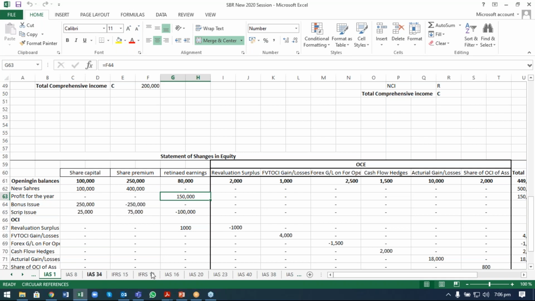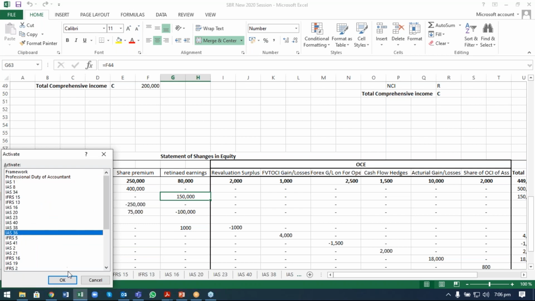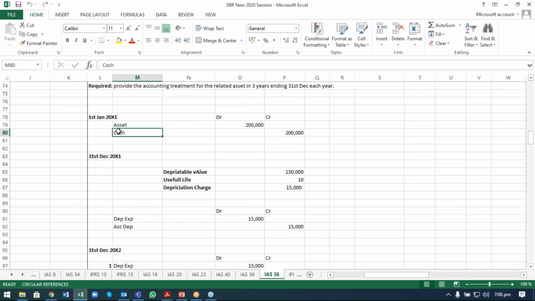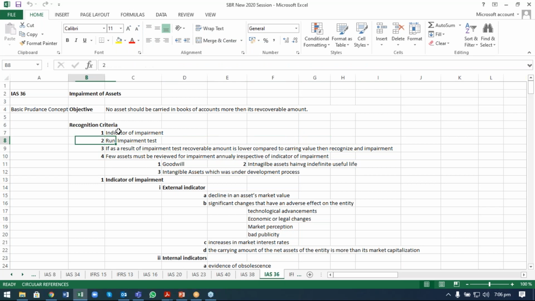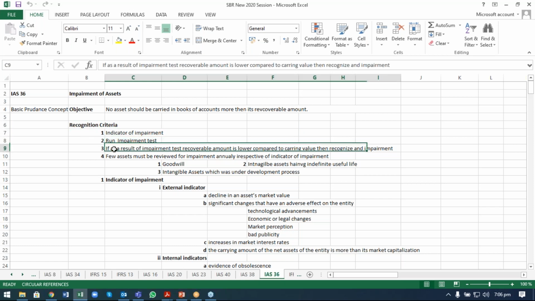So, IAS 36. Whenever there is an impairment on any specific asset, you need to understand how this impairment should be recognized. Impairment should be recognized whenever there is an indicator of impairment. Very quickly, the recognition criteria: there must be an indicator of impairment, you have to run an impairment test, and if as a result of the impairment test the recoverable amount is lower than the carrying value, then you have to recognize an impairment loss.